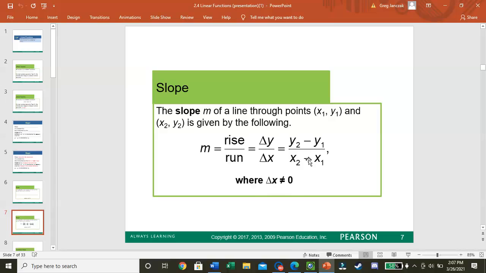Well, what happens if we have 0 in the denominator? In the numerator, it's 0, but in the denominator, it's undefined. We'll get more into that here in the lesson.